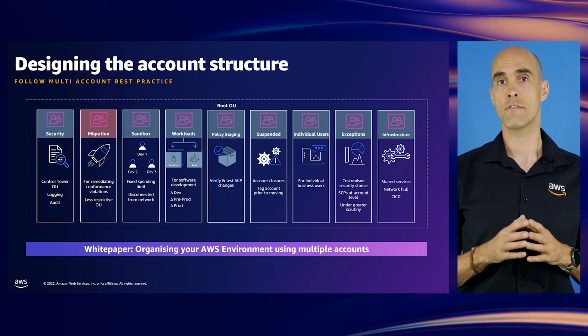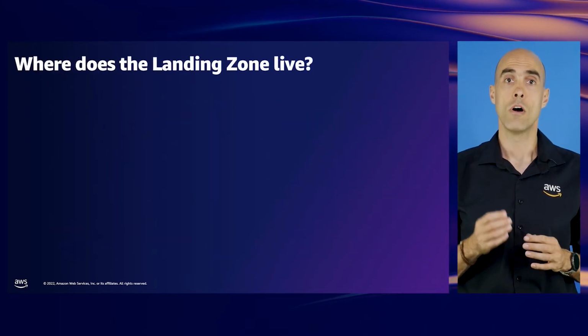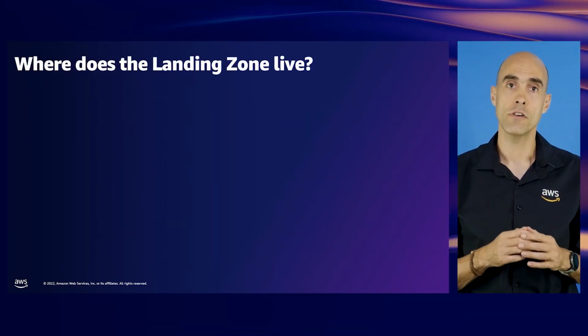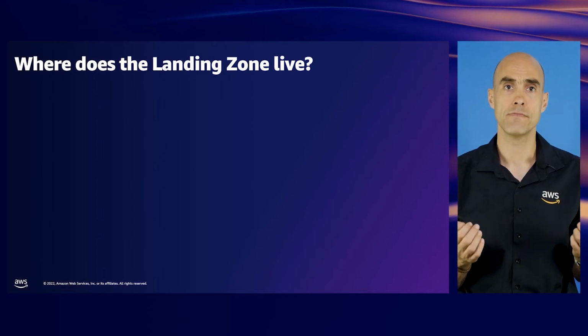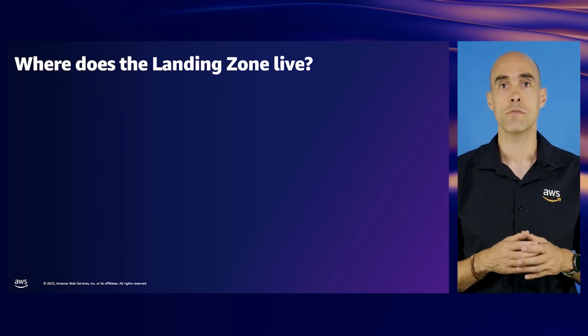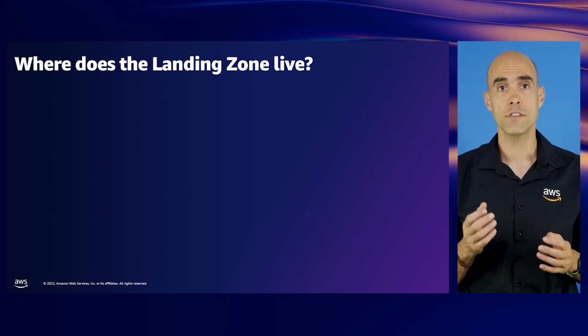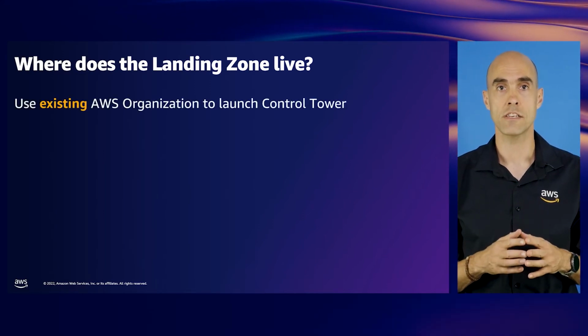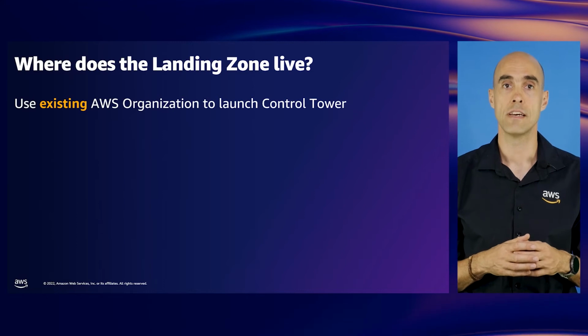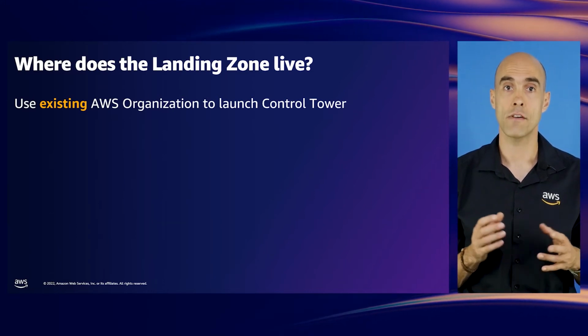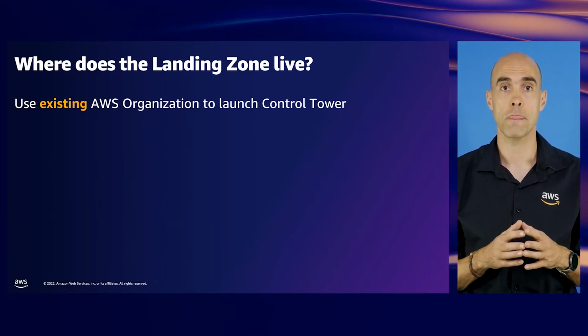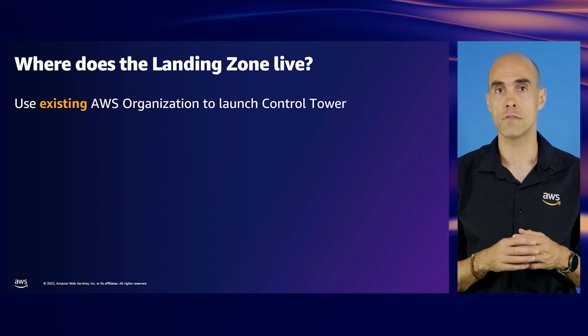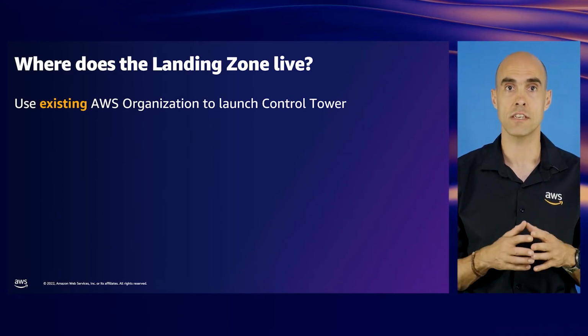So, moving on from the design phase into the build phase. One pressing question that we had to tackle very early on was, where does this landing zone live? There are two options available to anyone doing this type of migration. The first is to use an existing AWS Organizations and launch Control Tower within it. This is actually the best option to take if you have just a single organization, because the accounts you would move into the landing zone do not need to come from an external organization.